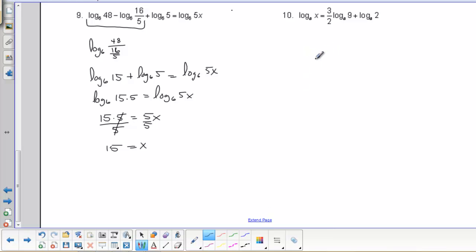And finally, question number 10. Log base a of x equals log base a of 9 to the 3/2 power times 2. Log base a of x equals 27 times 2. Sorry. Log base a of 27 times 2, which is 54. Your bases are the same. They drop off. X equals 54 is your answer.